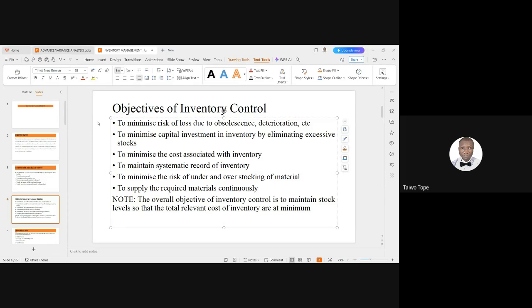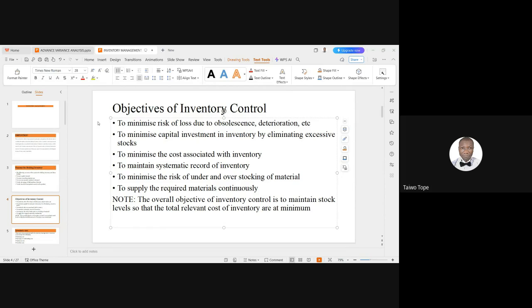So also, to supply the required materials continuously is also an objective of inventory control. So when there is control, when you are about to go out of stock, you will know. The reorder level will signal you that it's time to place an order.